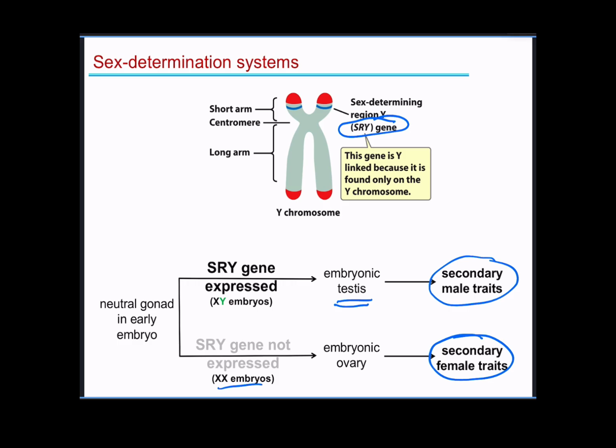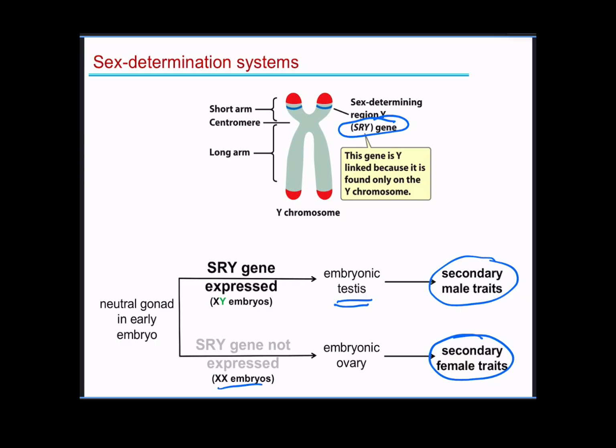What was Turner? Remember? It was missing one, right? So how could an XY individual, for all intents and purposes, be like an X? What could happen to that Y chromosome such that now all of a sudden it's not behaving like a Y chromosome anymore? There's the SRY gene, exactly.